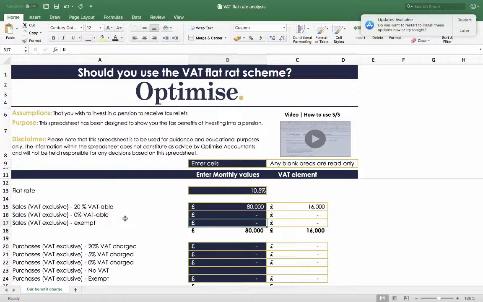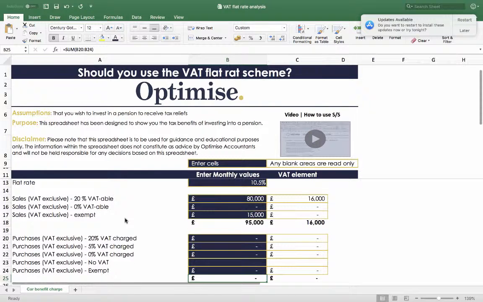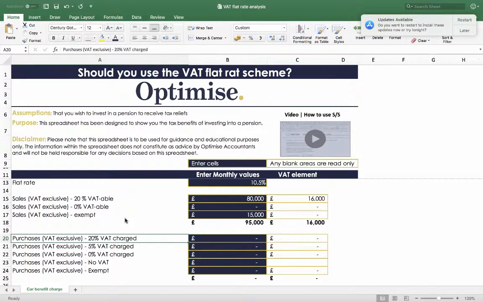But let's assume that you have indeed got £15,000 worth of income from your rental residential properties. Now, what I'm going to do as well is just enter some details. This again is we've got purchases exclusive of VAT. So let's assume that you've got running costs, you've got cleaners coming in, and they might charge you X amount of money. And let's assume that they charge you £4,500.